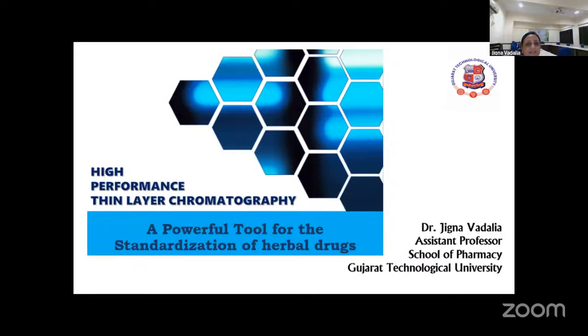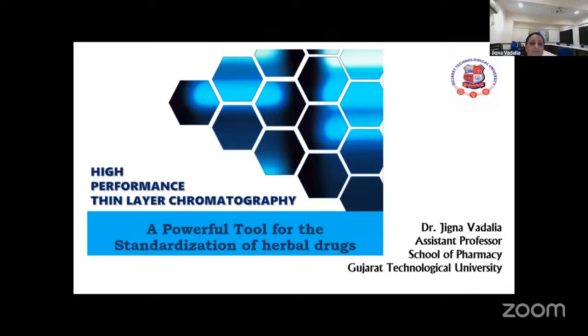Now, standardization also helps in authentication and adulteration detection. Authentication means identification of the plant. Proper identification is necessary for the quality of the drug, and adulteration is a major problem in today's market. So we can also identify the adulteration through the standardization process.